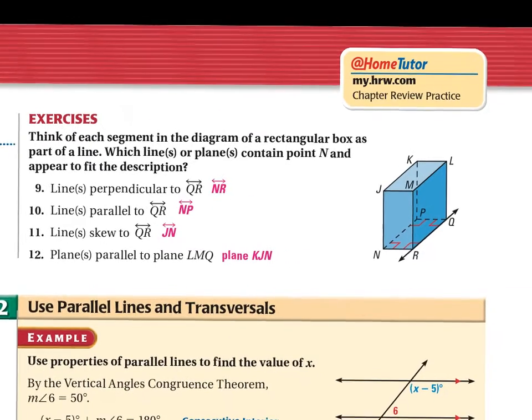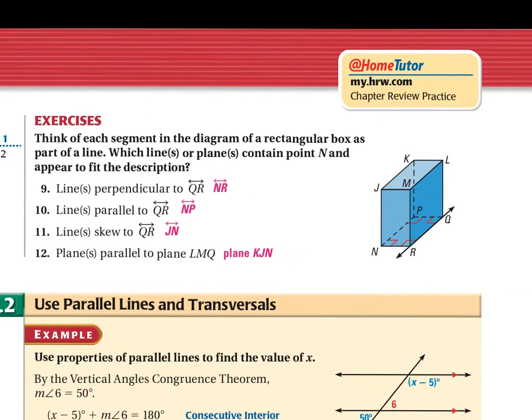These exercises say, think of the segment in the diagram of a rectangular box as part of a line. Which line or lines contain point N and appear to fit the description? So perpendicular to QR, but containing point N, would be NR. Line parallel to QR, which again is on the bottom, containing N would be NP. Skew to QR, which again, same spot, would be JN.